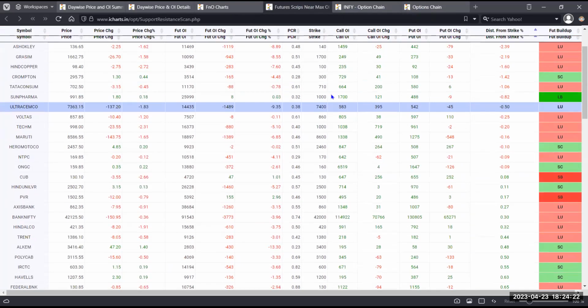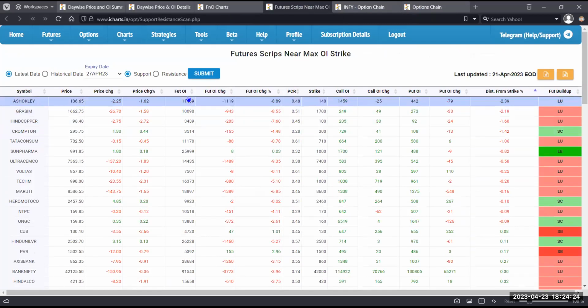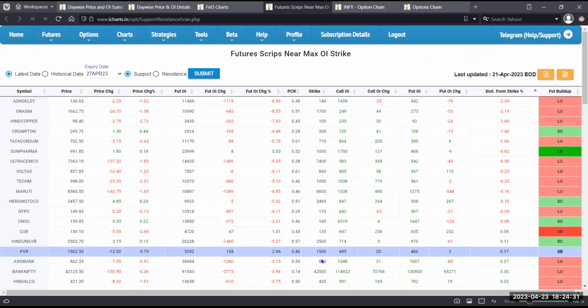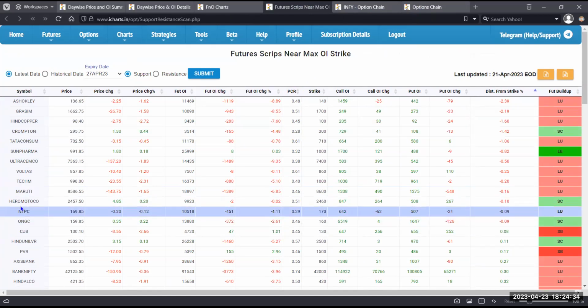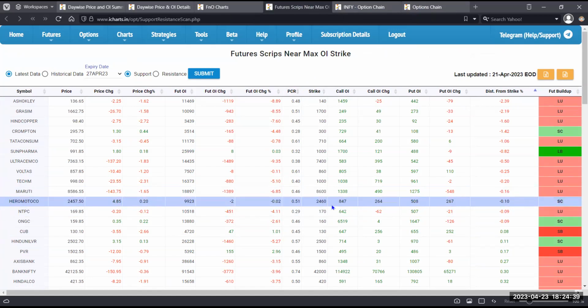Yeah, support resistance is basically, if you have support and click over here, it shows you where the max OI is and how far this particular scrip is trading from this max OI. So basically, for example, Hero Motors, it's 2457. It is very close to the max OI put strike. For support we are showing the put strike. So it is very close to the put strike.